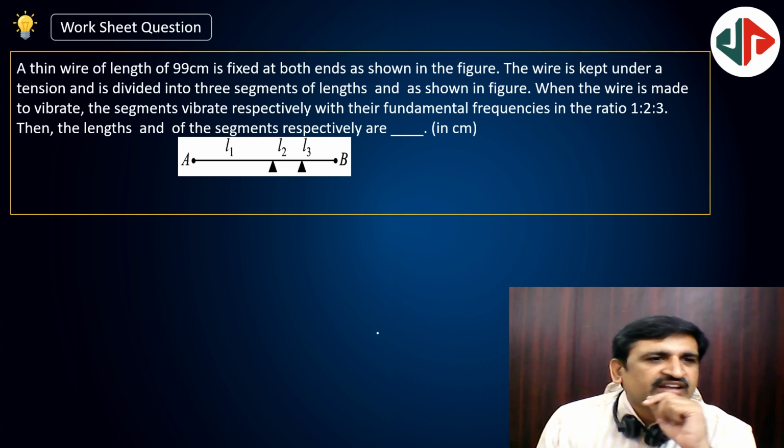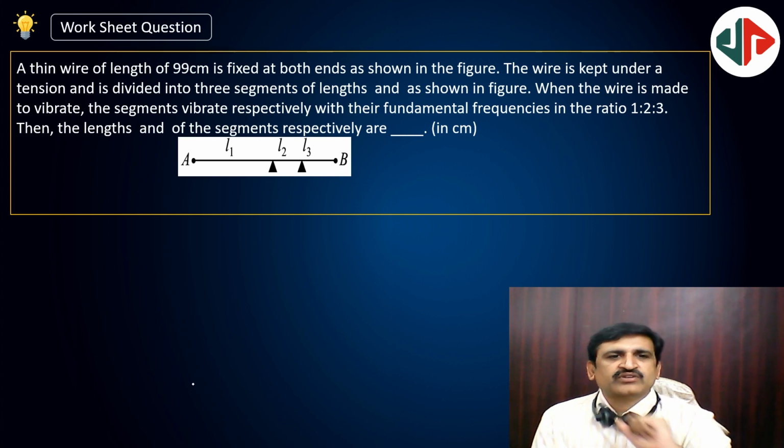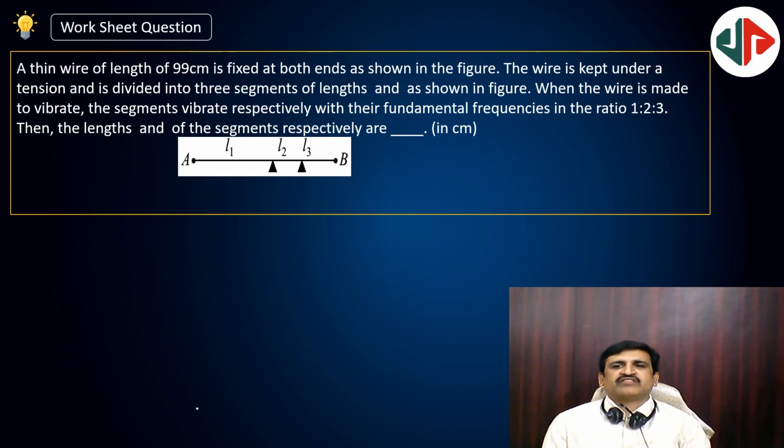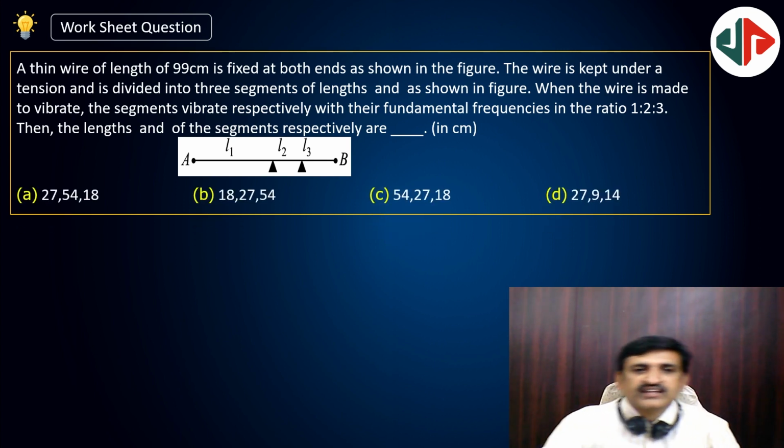A thin wire of length 99 centimeter is fixed at both ends as shown in the figure. The wire is kept under a tension and is divided into 3 segments. When the wire is made to vibrate, the segments vibrate respectively with their fundamental frequencies in the ratio 1:2:3. If the lengths of the segments are in some ratio, their frequencies are given, he is asking for the lengths.